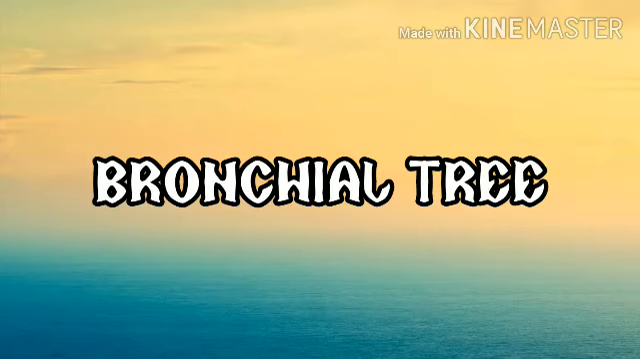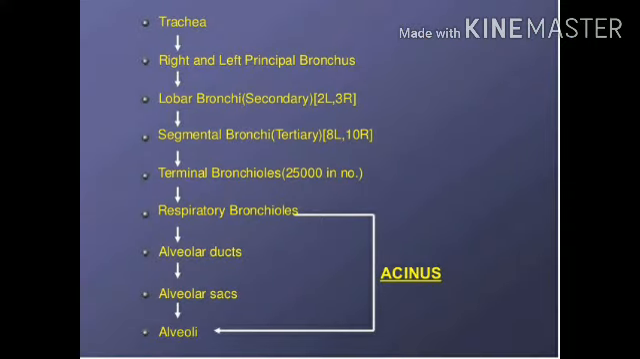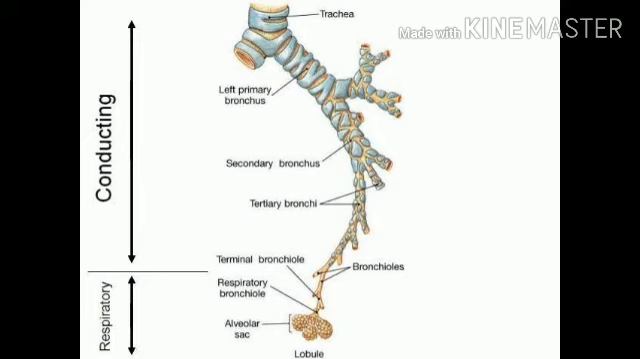Next, we are going to discuss the bronchial tree. The trachea divides into two, right and left bronchi or the principal bronchi. Then it divides into lobar bronchi, then segmental bronchi, then terminal bronchioles, then respiratory bronchioles. Then it divides into alveolar ducts, then alveolar sacs, and finally it ends at a pouch-like structure called the alveoli.